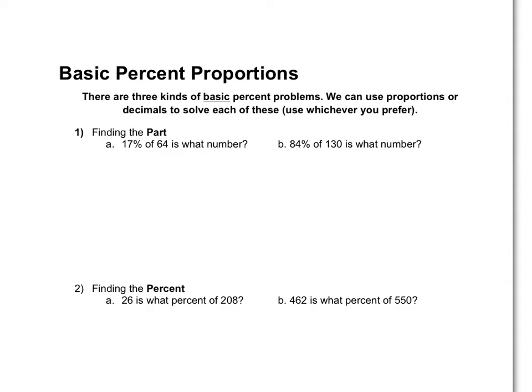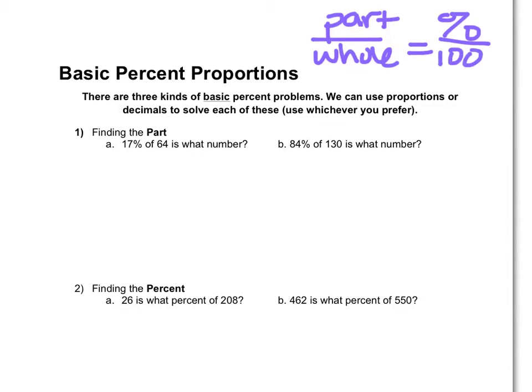The proportion that we want to use for all of these problems is that our part over our whole number is our percent over 100. Sometimes we use the hint that when we're referring to the part, we often see the word is, and when we're referring to the whole, we often see the word of. But we don't want to always rely on a trick like this because it could lead us in the wrong direction.